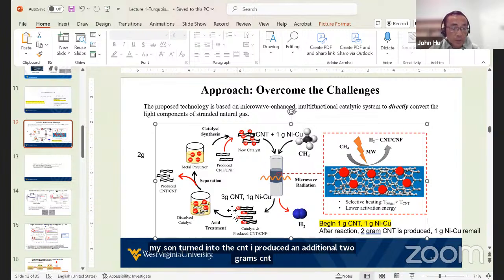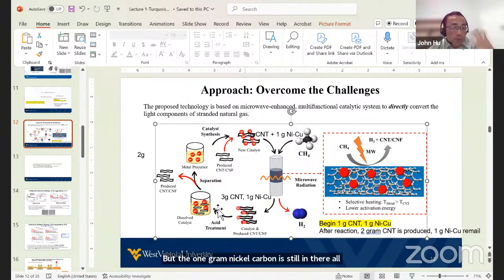All right. So basically, at this point, I have a mixture of 3 gram CNT and 1 gram of nickel copper. And keep in mind, I need to separate. I need to recover metal. Nickel copper is very important. I need to recover and have them go back with another 1 gram CNT. But I want to not reject, and then produce 2 gram of the CNT as a product.